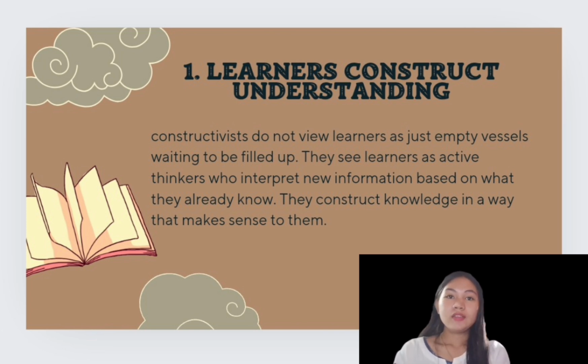So, try to imagine a child learning about animals. Instead of simply memorizing facts from a book, a constructivist approach would involve the child actively exploring and interacting with animals in their environment. For example, if the child sees a dog for the first time, they might relate it to what they already know about cats, noticing similarities and differences through this process of comparing and contrasting. So, the child constructs their understanding of dogs based on their existing knowledge of animals.